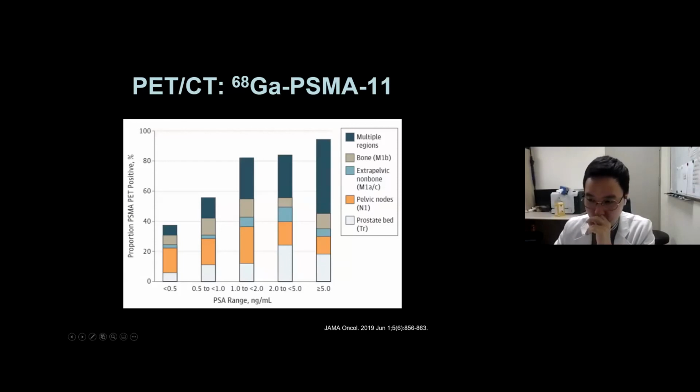More importantly, you can see that there is a trend of higher detection rate or higher positivity in the PSMA PET when the PSA range is higher. However, although below 2, still the detection rate is still high for the PSMA PET.